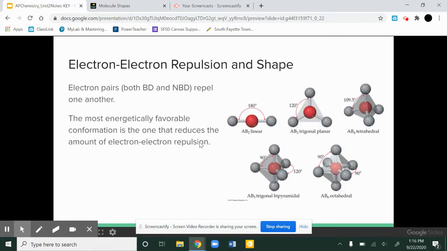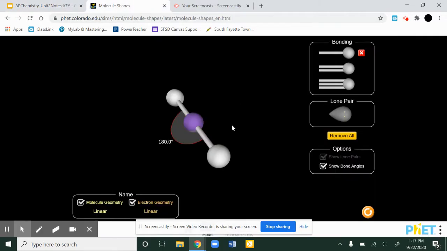Electron pairs, both in bonding domains and in non-bonding domains, repel each other. The most energetically favorable conformation is the one that reduces the amount of electron repulsion. That's a fancy way of saying that domains separate in a geometry so as to get as far away from each other as possible to reduce the electron-electron repulsion. It lowers the overall potential energy of the system.